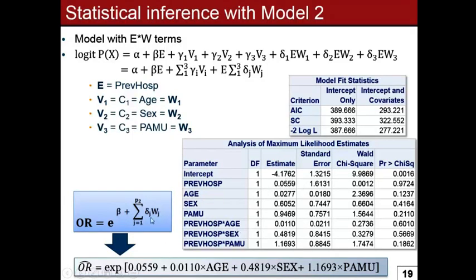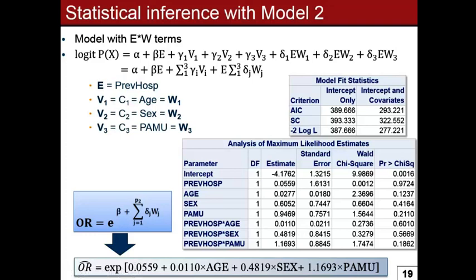What is the delta 1 hat? That's the coefficient for age times exposure, so that's this down here. Delta 2 hat is 0.4819, and then 1.1693, that's this last one on the bottom. So we need to grab these 4 things from our output. And now this is the magic formula to generate odds ratios for exposure from this model.